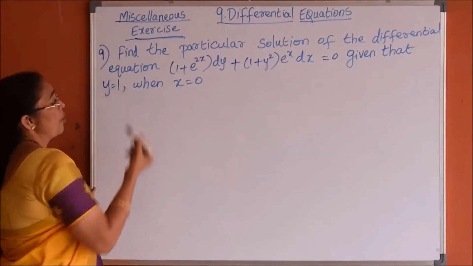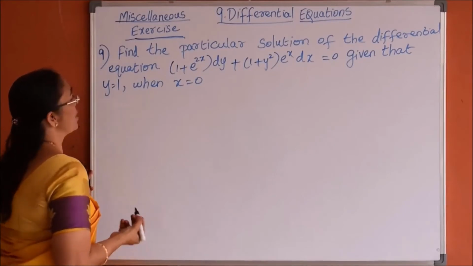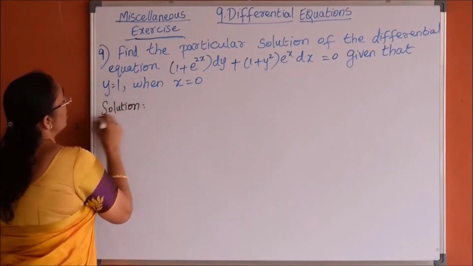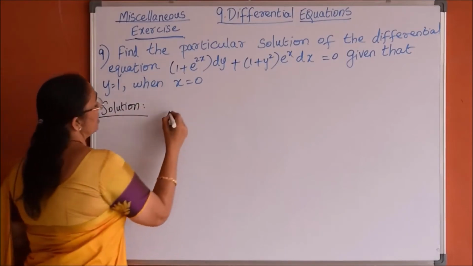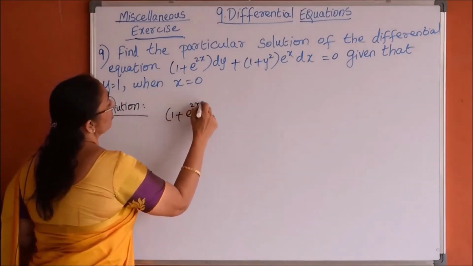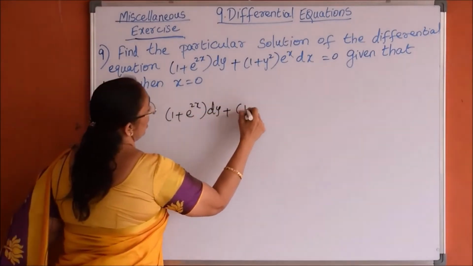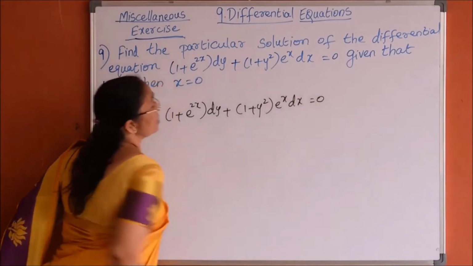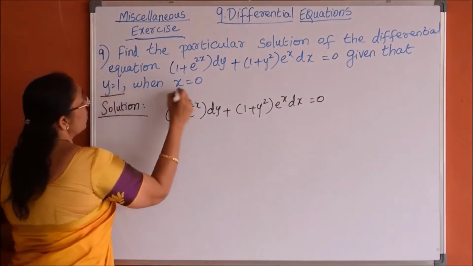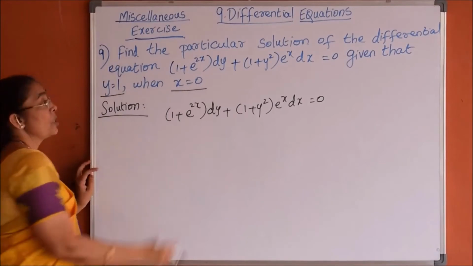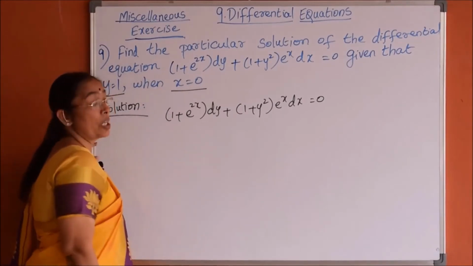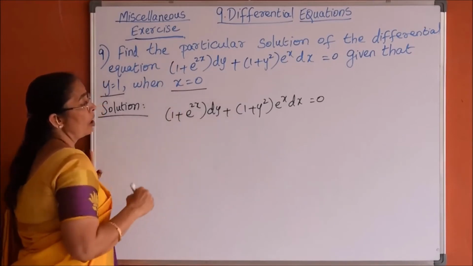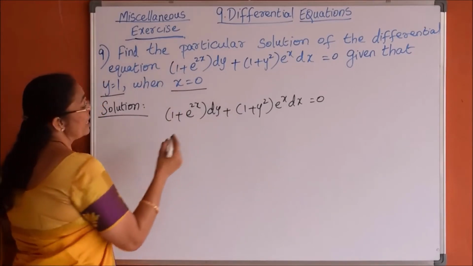9th problem, find the particular solution of the differential equation 1 plus e power 2x of dy plus 1 plus y square of e power x dx is equal to 0, given that y is equal to 1 when x is equal to 0. So, we can find the value of c and we can find the particular solution.